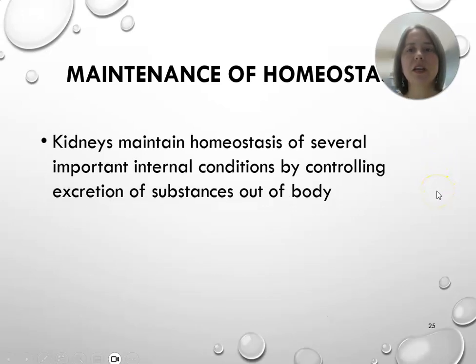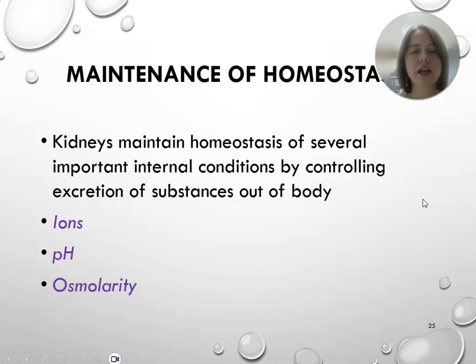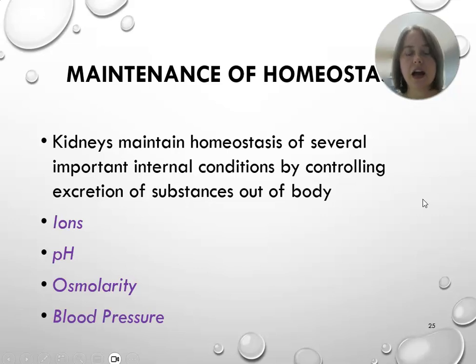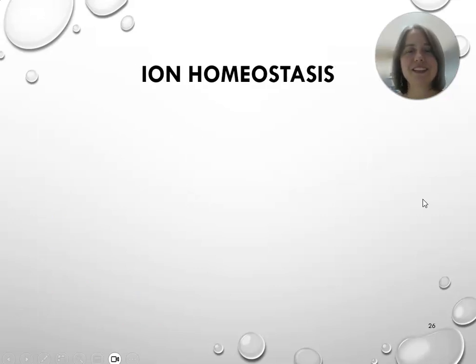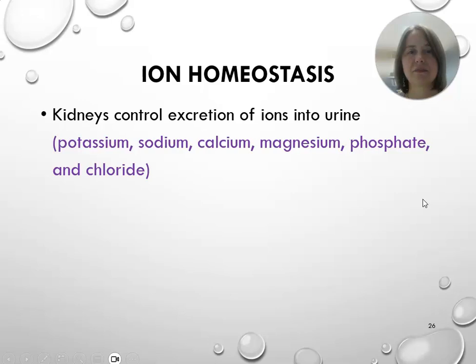And kidneys maintain homeostasis of several important internal conditions by controlling the excretion of substances out of the body. You don't need to write these down. We will be writing them down shortly. Those substances are ions. They control the pH. They control the osmolarity, which is your water balance, and they help control blood pressure. So your urinary system helps keep homeostasis for ion levels, pH levels, osmolarity, and blood pressure. So let's start with the ion homeostasis.